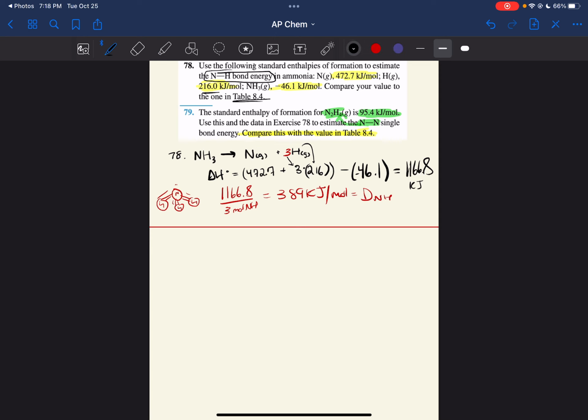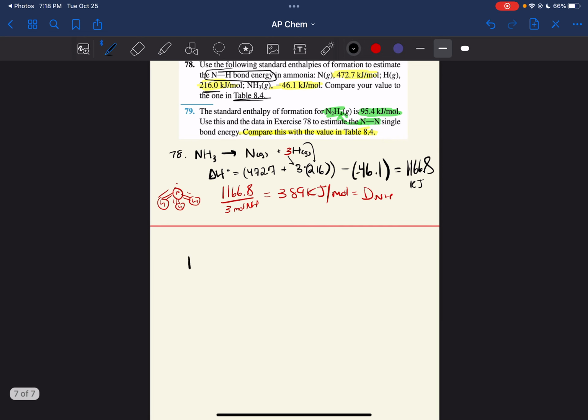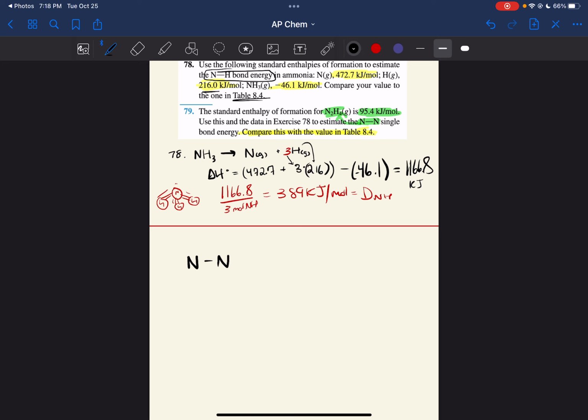So the first thing I would do is draw out what N2H4 looks like. Here's my nitrogen, here's my other nitrogen. And then I have a hydrogen right here and another hydrogen, a hydrogen here and another hydrogen here. Okay, so here's my N2H4. In this N2H4, we're trying to estimate the value of the single bond between these 2 nitrogens, this pair of electrons they share.